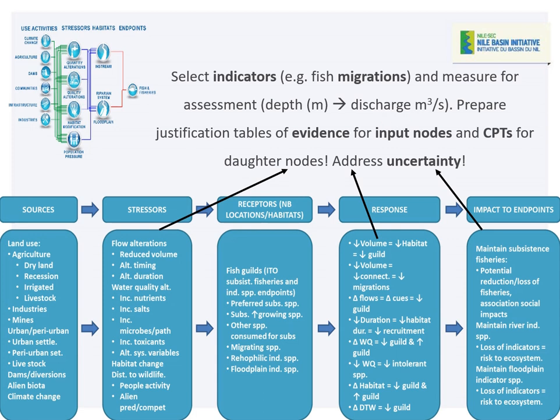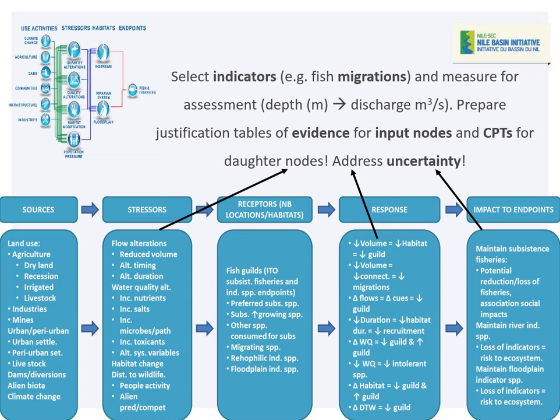So with the discharge available from a particular scenario, we would use hydraulics to determine the depth that was available, and that based on the requirements of different indicator species. For example, these migratory species, the cyprinids, which I showed you a picture of earlier, and how those cyprinids would then need a particular depth to migrate and gain access to the delta and then gain access back into the river. We would then prepare these justification tables of evidence for the input nodes, and that then represents the structure of the models and our understanding of how these variables interact with one another.